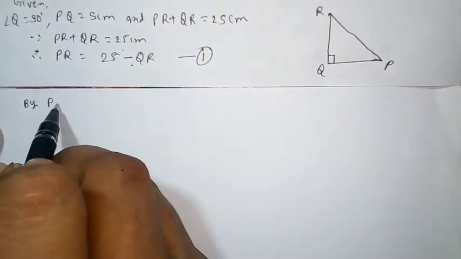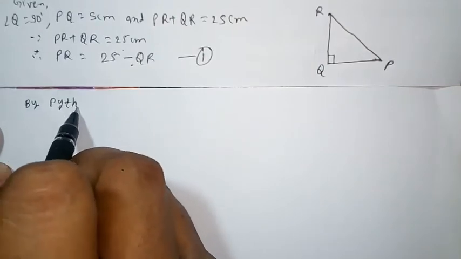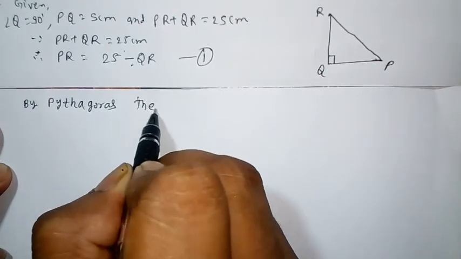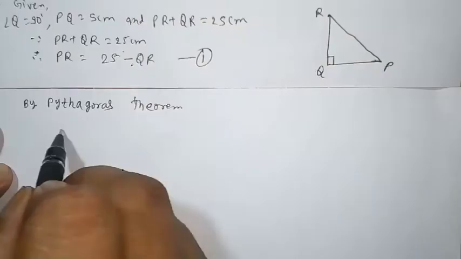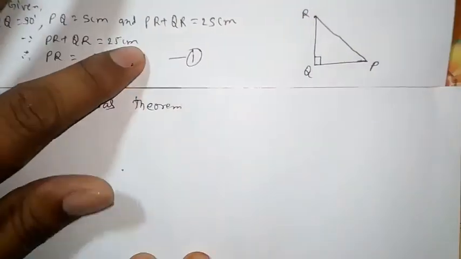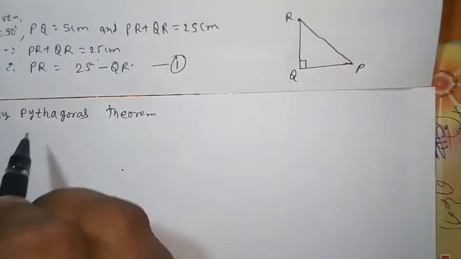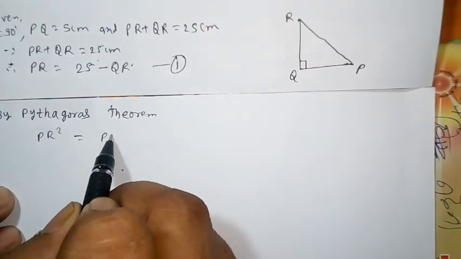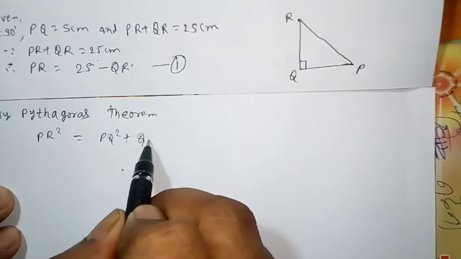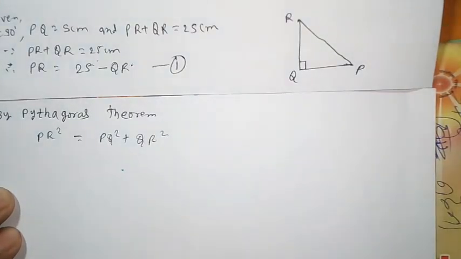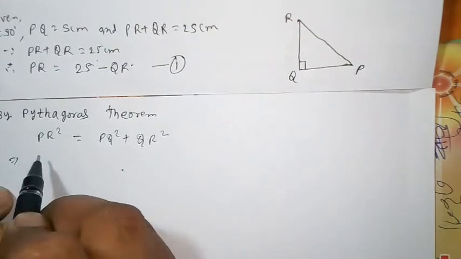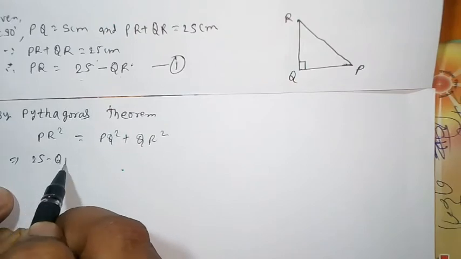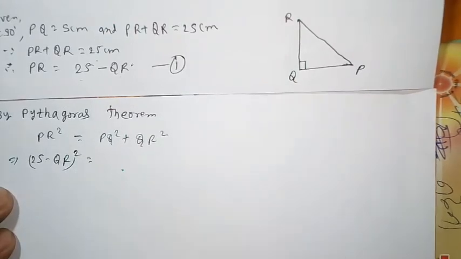By Pythagoras theorem, PR square is equal to PQ square plus QR square, implies PR is equal to 25 minus QR. So 25 minus QR the whole square is equal to PQ square.